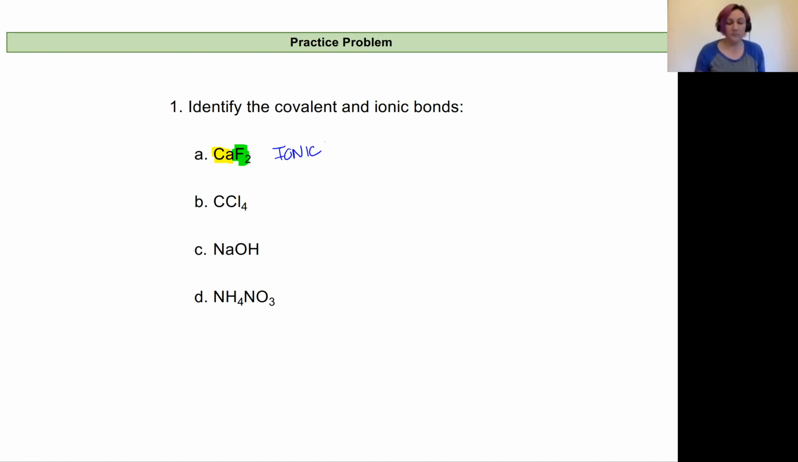All right, looking at my next one, I have carbon and chlorine. These are both classified as nonmetals. So I'm going to assume this is covalent.